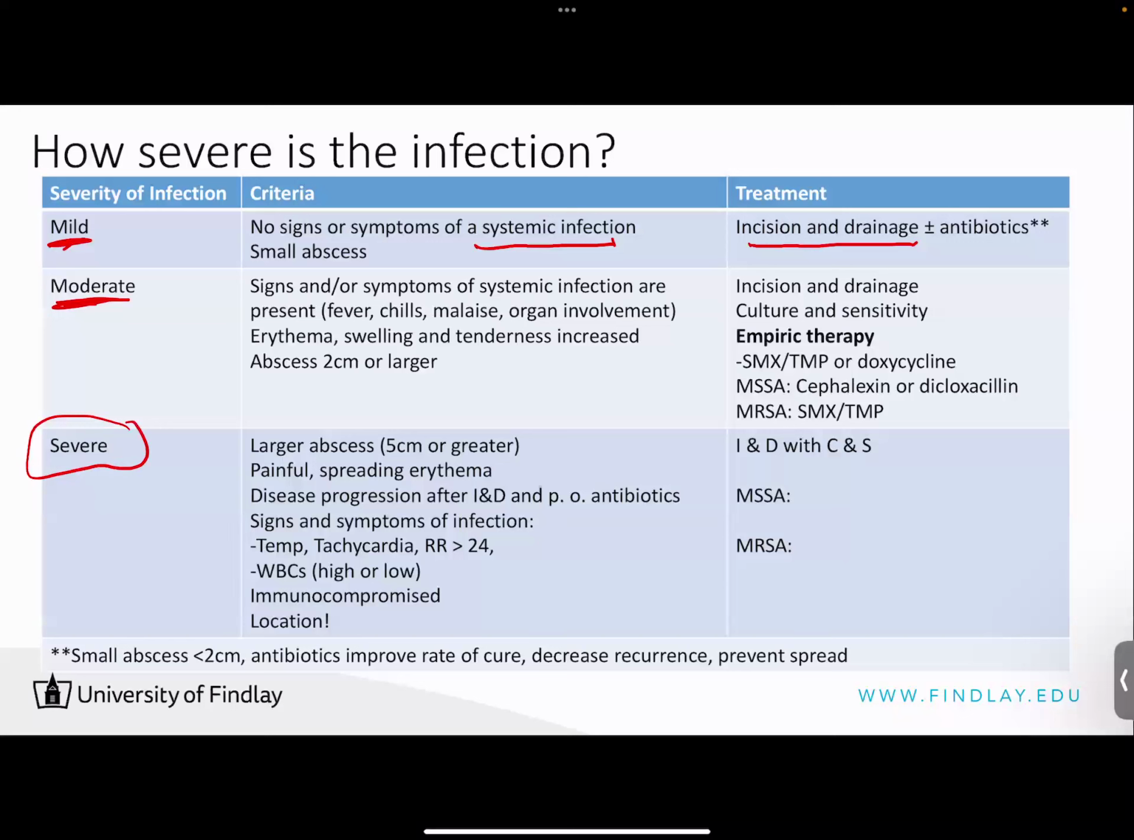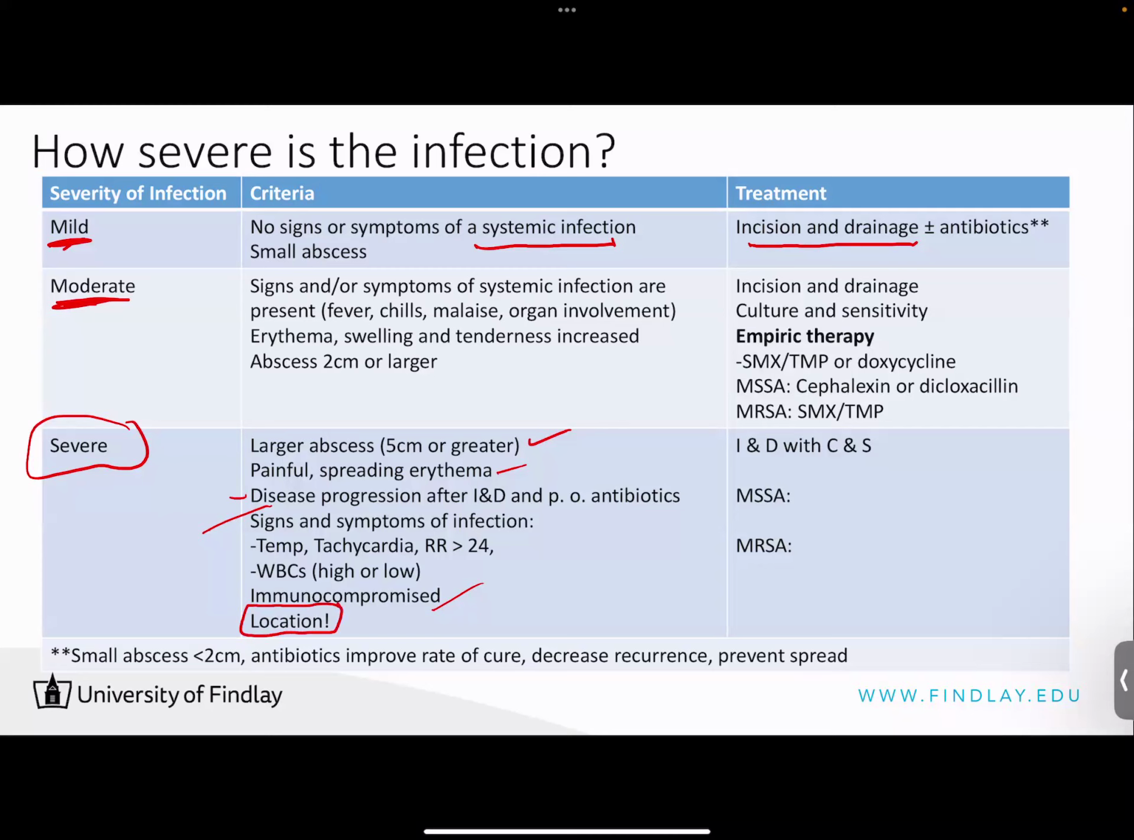And then a severe infection: a large lesion, 5 centimeters or greater. Individuals that have a large lesion that's painful, with spreading erythema, meaning it's really taken off. An individual that has disease progression even after an initial incision and drainage and oral antibiotics. And of course, an immunocompromised patient with the full gamut of Sears criteria. 1, 2, 3, it doesn't matter.